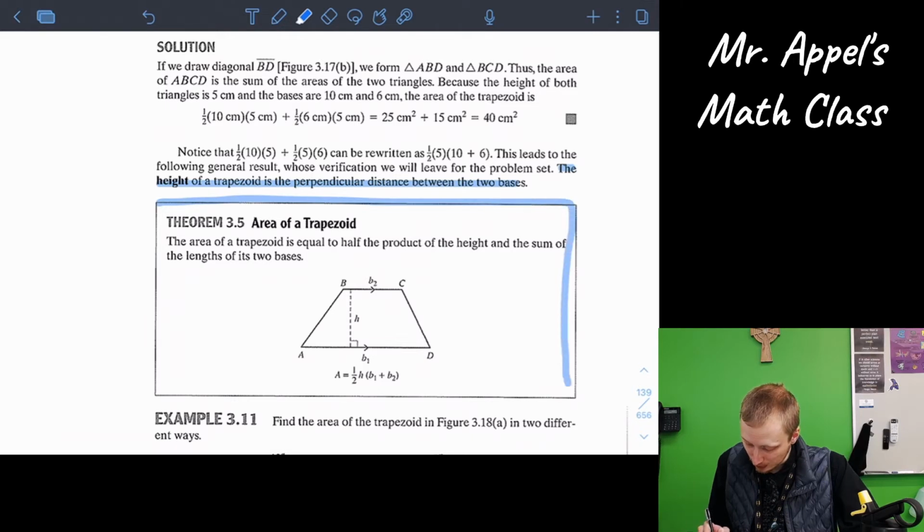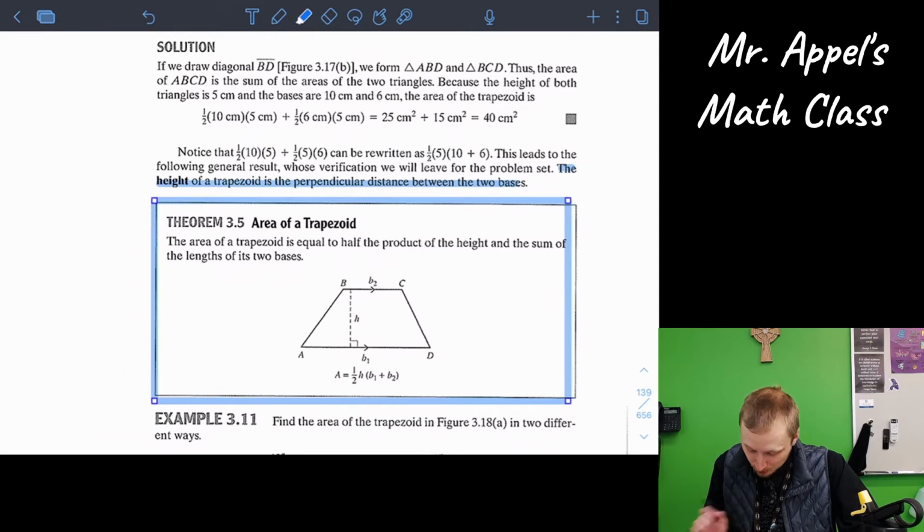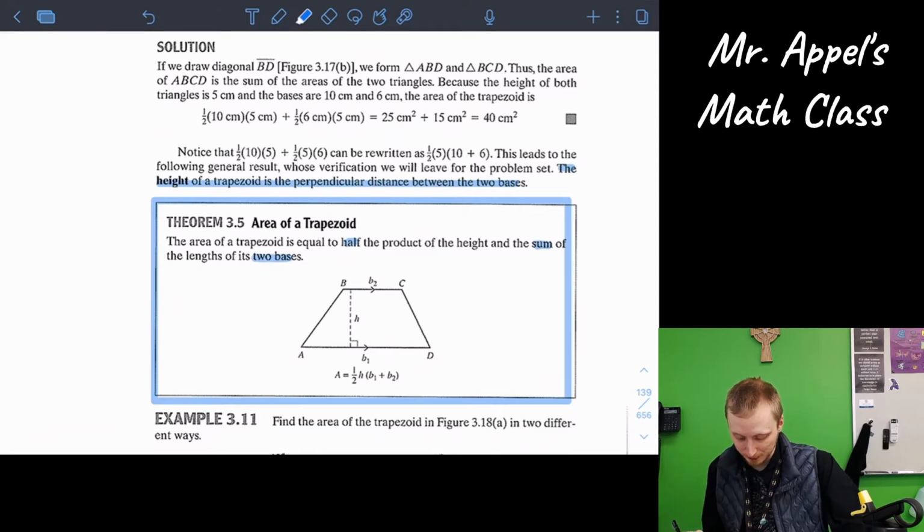Area of a trapezoid. The area of a trapezoid is equal to half the product of the height and the sum of the lengths of its 2 bases. And there's the algebraic formula down there.